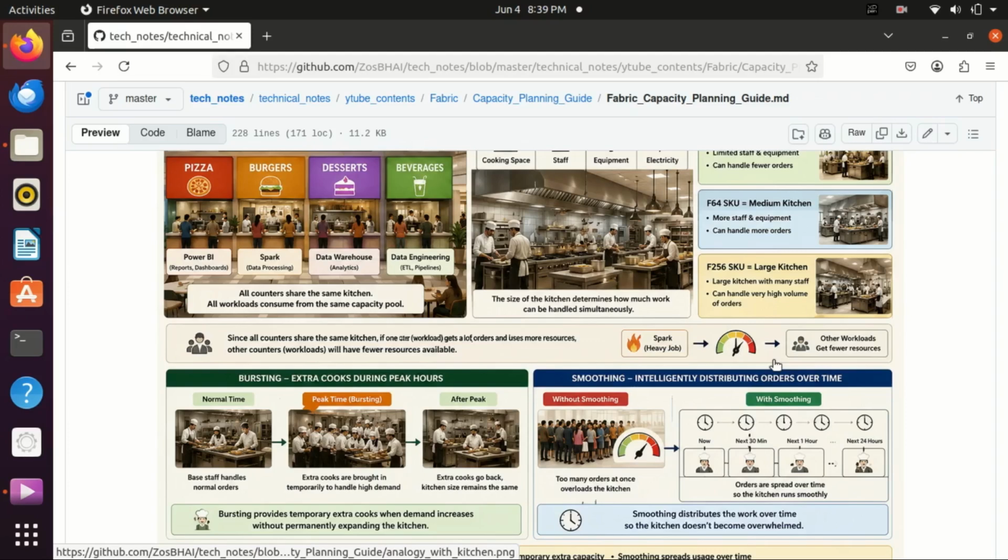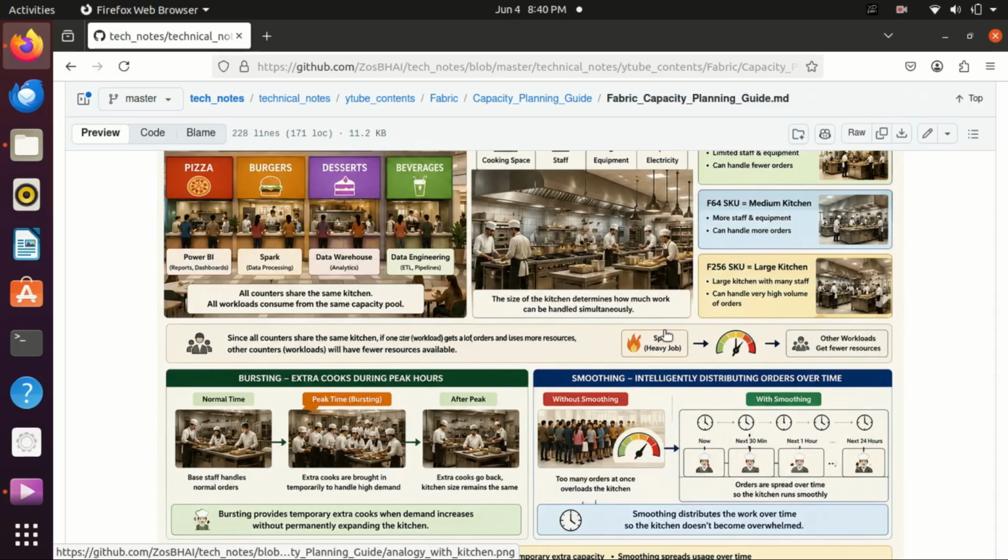Now to understand smoothing, let us consider a scenario. There are suddenly 500 customers arriving at the food court and the entire kitchen gets 500 orders immediately. So eventually the kitchen becomes overloaded and operation slows down. Instead, the kitchen intelligently organizes the work. So the urgent customer orders are prepared immediately. Less urgent work such as ingredient preparation or bulk orders can be scheduled over time.